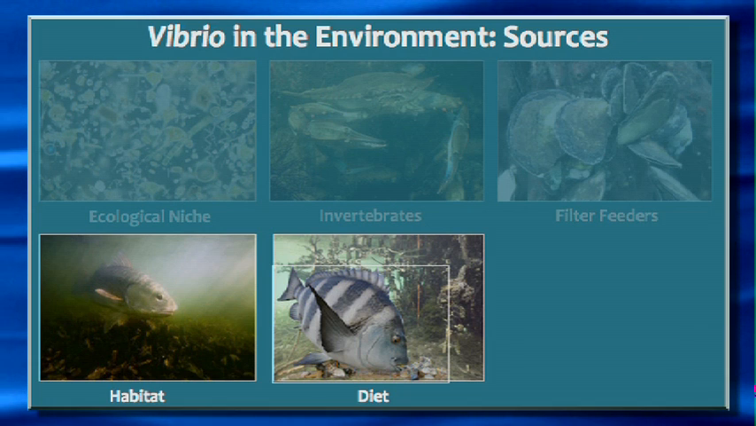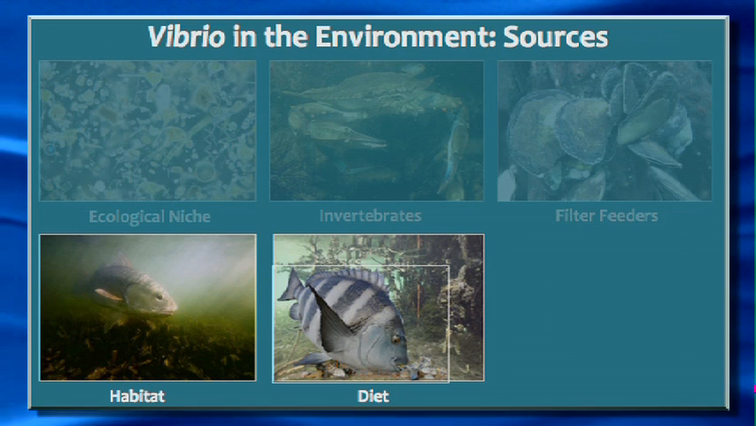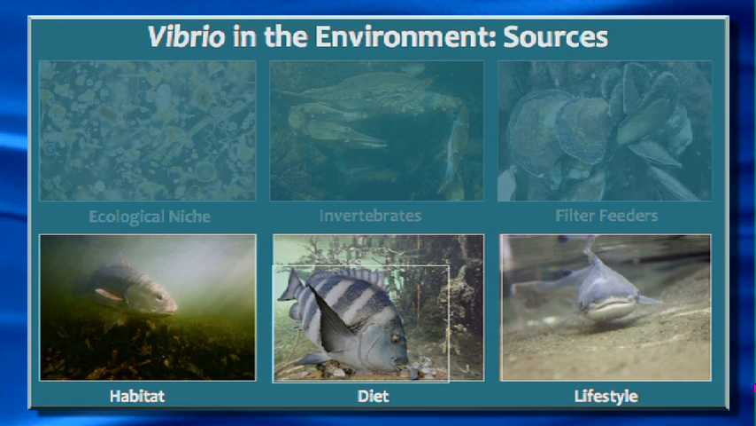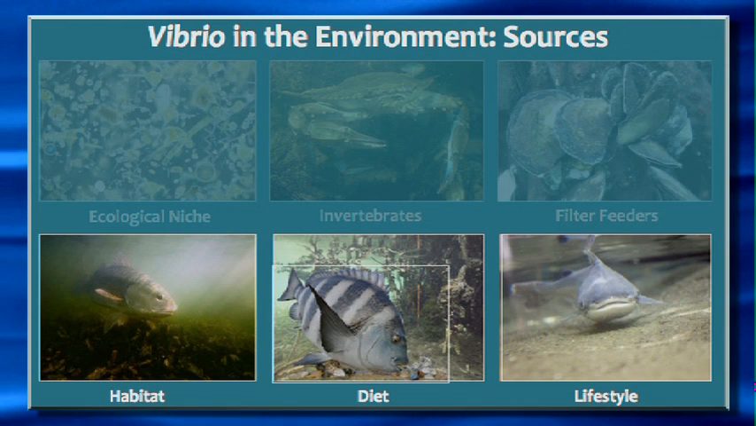Internally, it has a lot to do with their diet, so things that are feeding on these invertebrates that have these really high bacterial counts are going to have more in their digestive systems than things that are feeding on other fish. And we also find that their lifestyle has a lot to do with what's on the outside of their skin, so their dermal load. So a fish like this catfish that's rolling around in the muck and the mud is going to have a whole lot more of this bacteria on his skin than something like a barracuda that's swimming up in the water column.